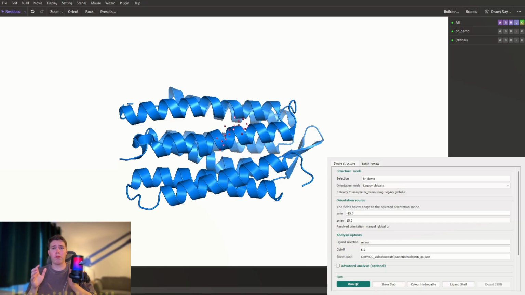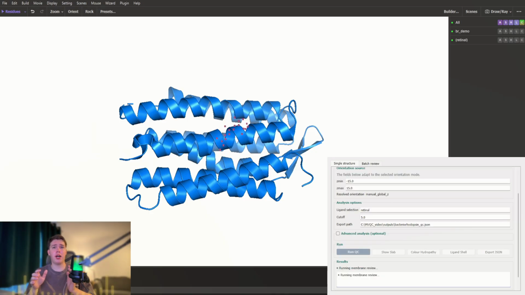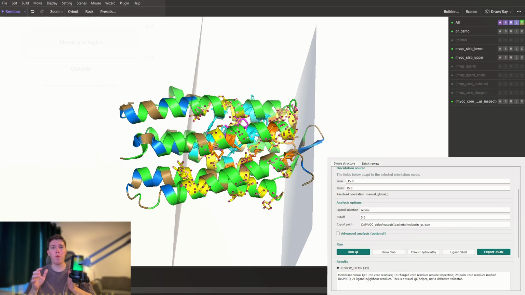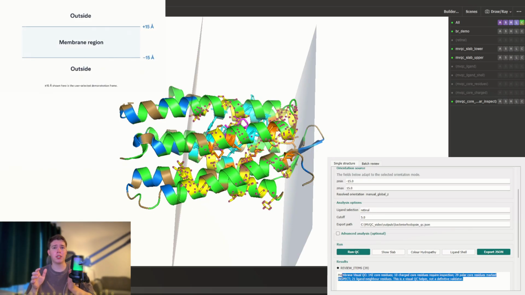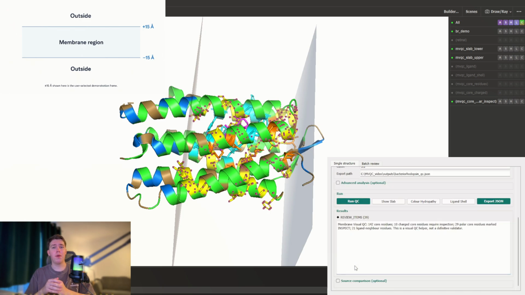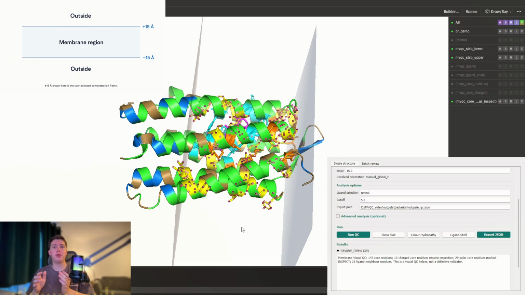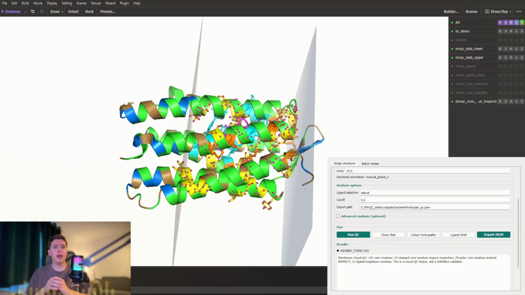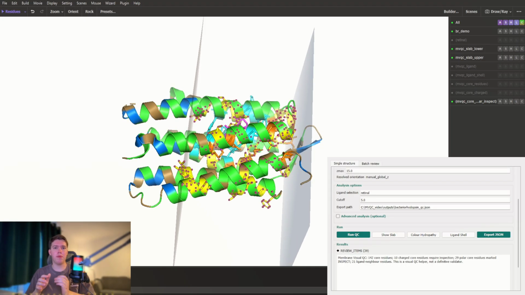The simplest workflow uses an explicit membrane frame. For this demonstration, I'm using the global Z mode, with boundaries at minus and plus 15 angstrom. Those values are demo parameters. I'm not claiming that every membrane has exactly this thickness. I select the protein and run the QC.